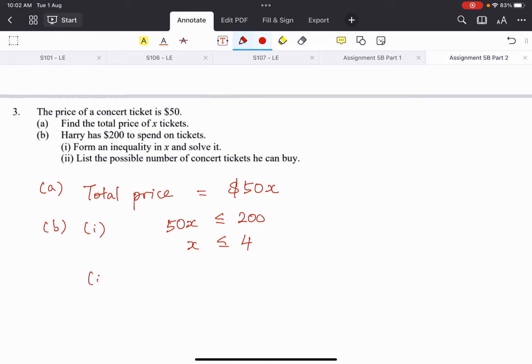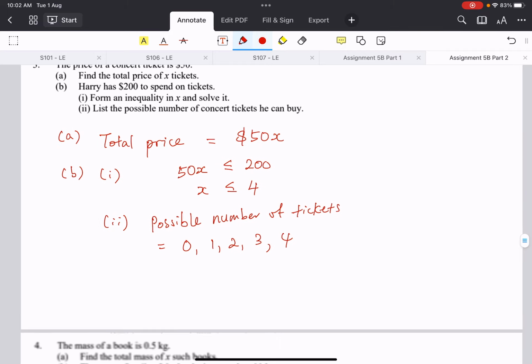Now we need to list, because the number of tickets has to be an integer. You can't get half a ticket. So the possible number of tickets you can buy: he could actually buy 0 tickets, 1 ticket, 2, 3, or 4. So those are the possible number of tickets. Oh, sorry, number of tickets. The grammar is better that way. So that's how it works. Is there another question? Yes, there is.